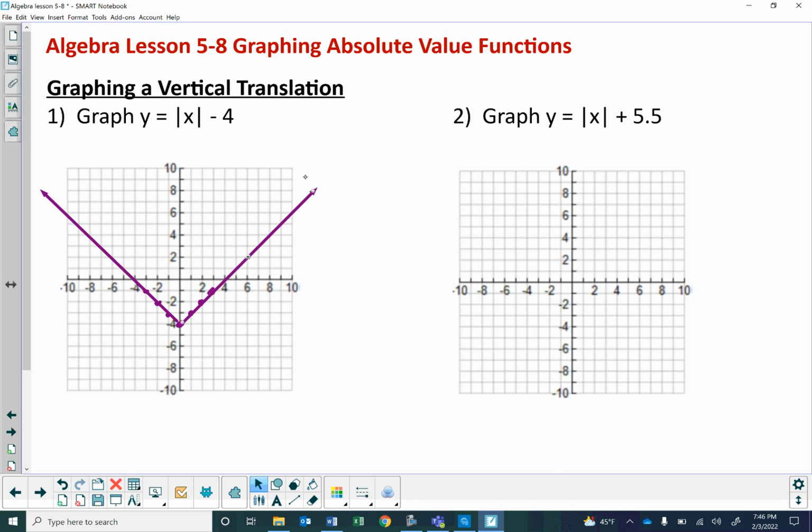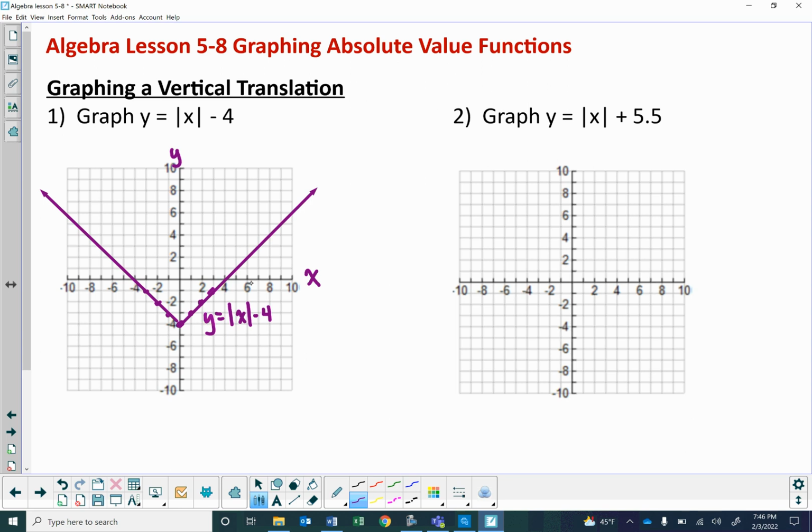And of course, I should label my graph. Always label your graph. Always label your axes too. X, y, and this is y equals the absolute value of x minus 4. You don't label these as 1 and 2 because you only have one graph. So please label it with its actual label, y equals the absolute value of x minus 4.